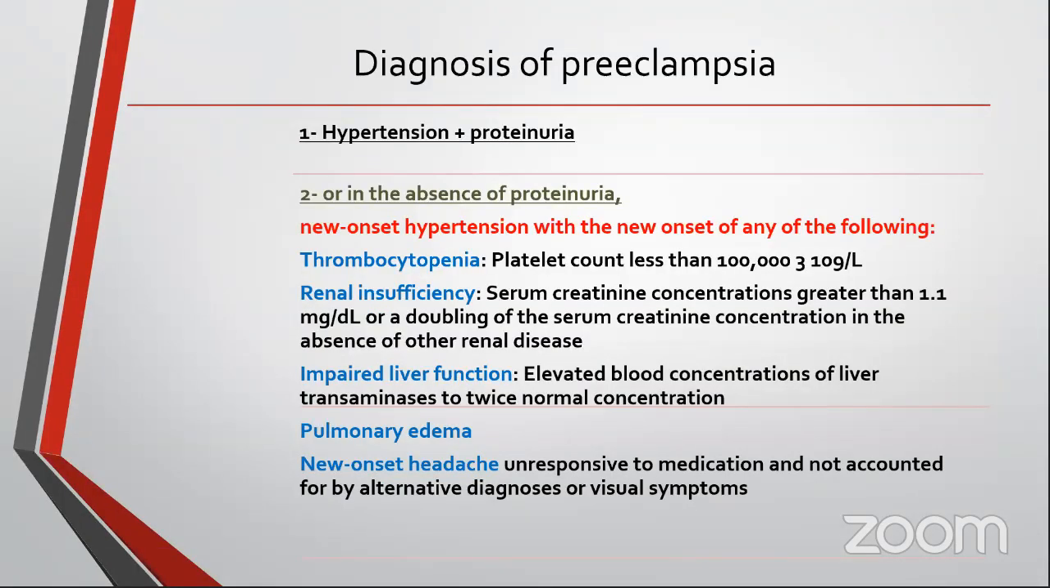How to diagnose preeclampsia? As we said, hypertension with proteinuria, or in the absence of proteinuria, the finding of the following: thrombocytopenia, when the platelet count is less than 100,000, or renal insufficiency, serum creatinine more than 1.1 or doubling of the serum creatinine concentration, impaired liver function with doubling of the liver enzymes, transaminases, pulmonary edema, or new onset headache which is unresponsive to any medication and not accounted for by any alternative diagnosis, or visual symptoms. A mild headache can be for any other reasons, but if it is new onset and unresponsive to medication, you have to consider preeclampsia.